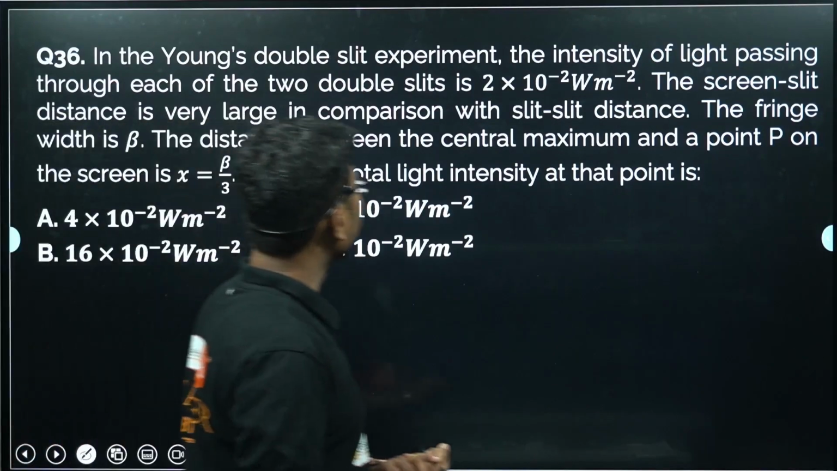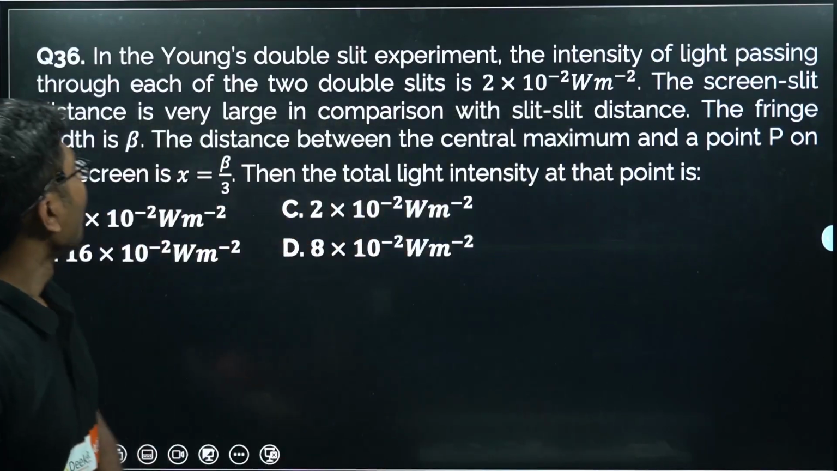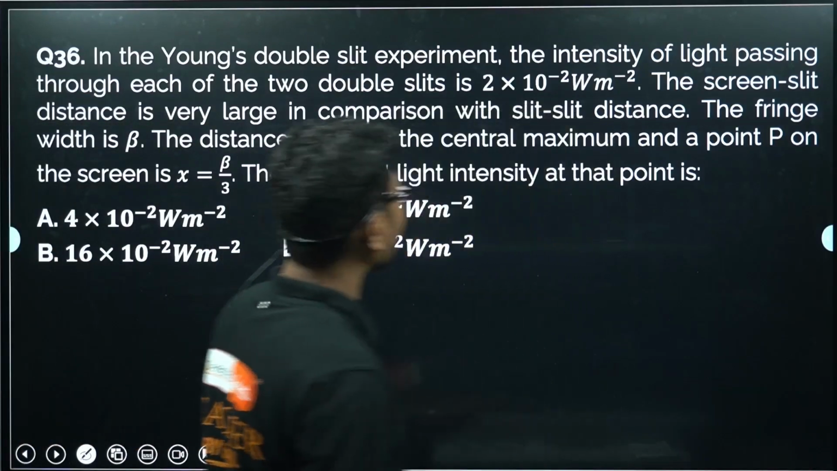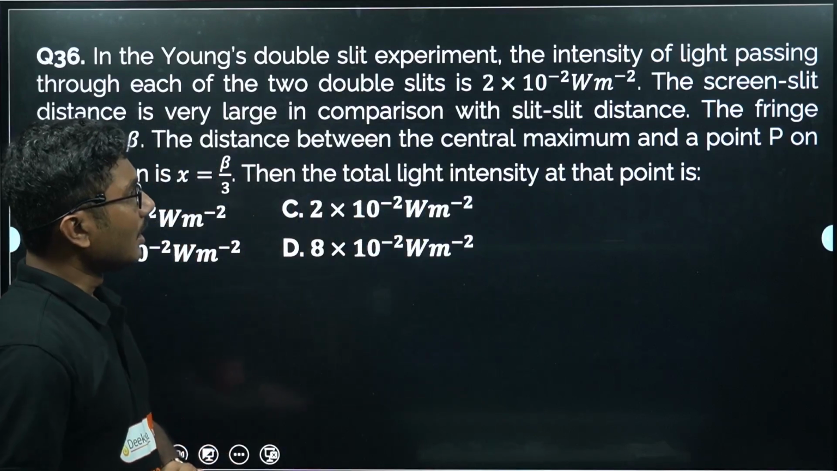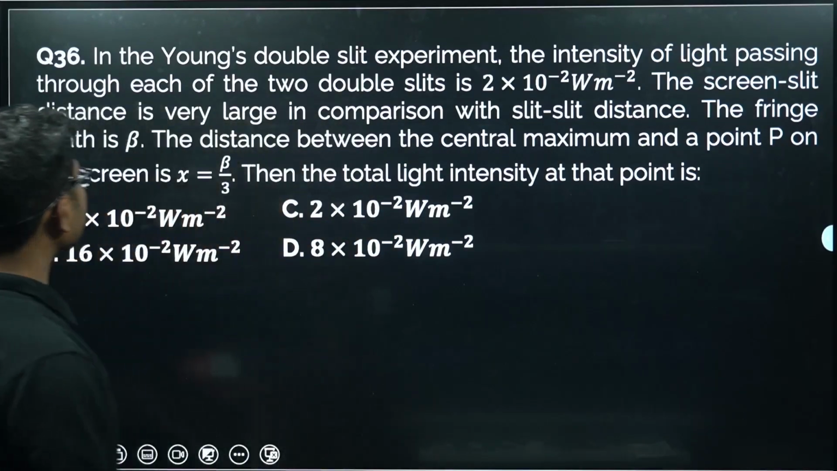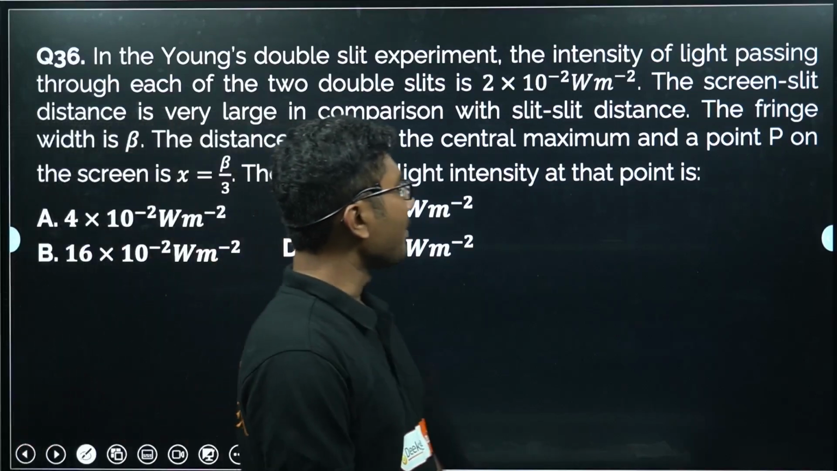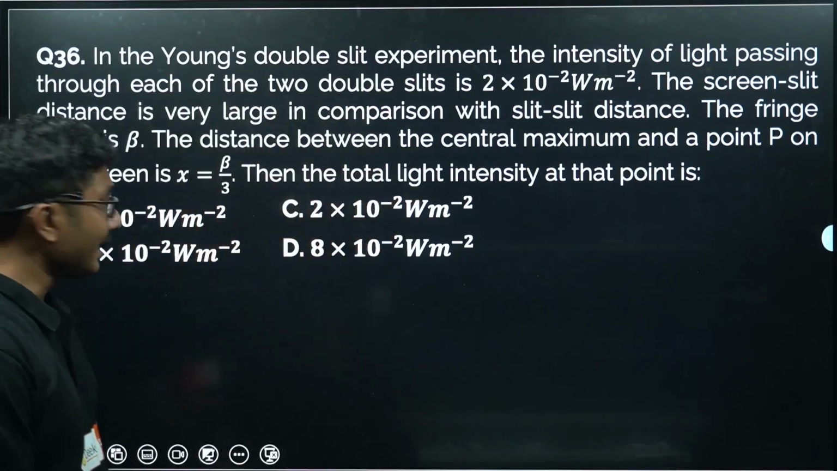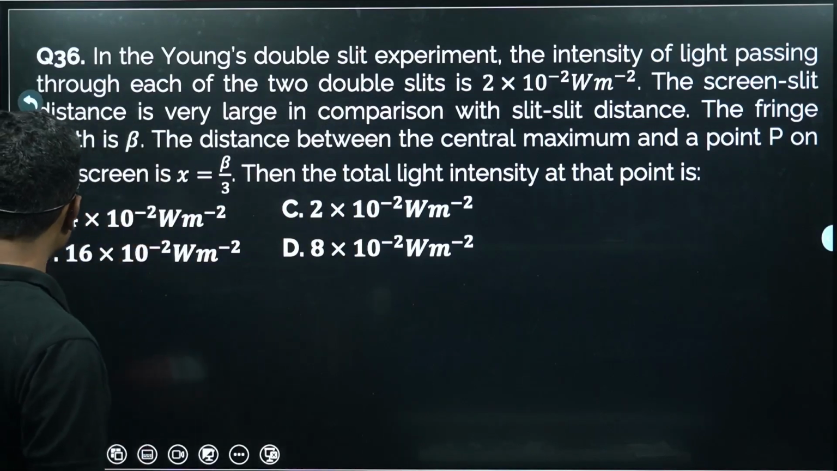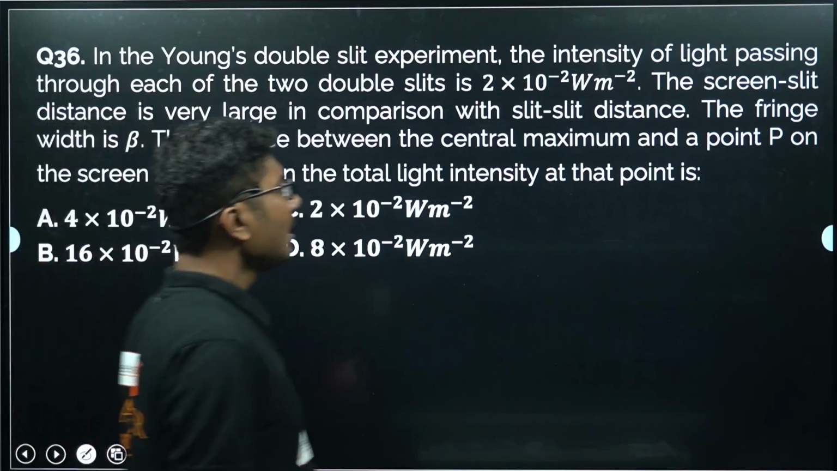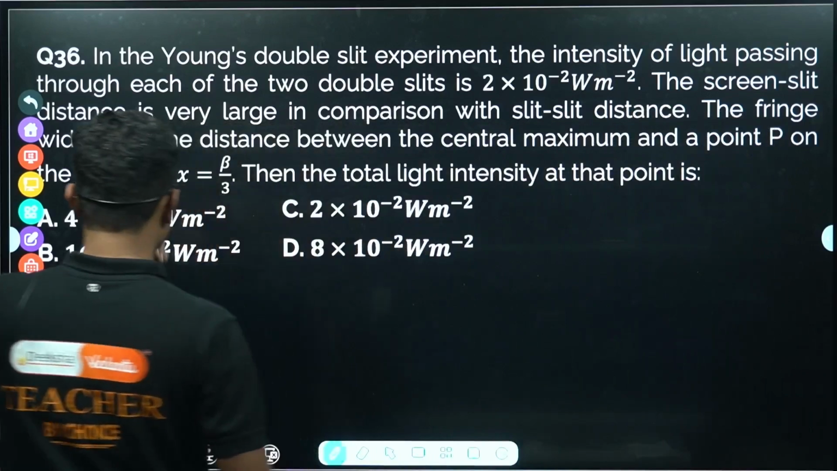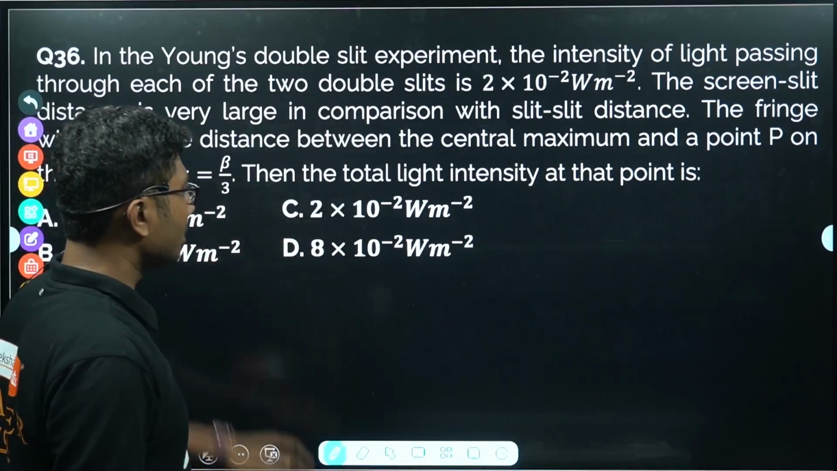Now in Young's double slit experiment, the intensity of light passing through each of the two slits is 2 into 10 to the power of minus 2 watt per meter square. The screen to slit distance is very large in comparison with slit distance. The fringe width is beta. The distance between the central maximum and the point on the screen is x equals beta by 3. Then the total light intensity at that point. Now this is also partially deleted because the fringe width is deleted, so we are not considering beta, but still if you want I am going to solve it.